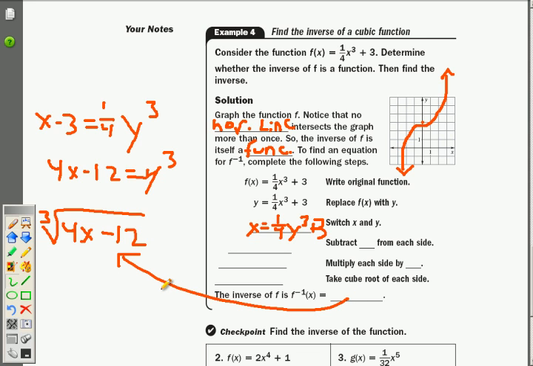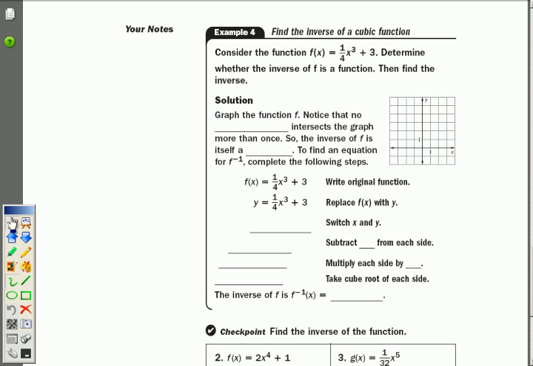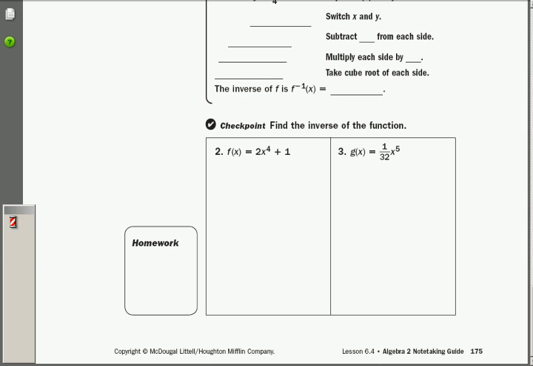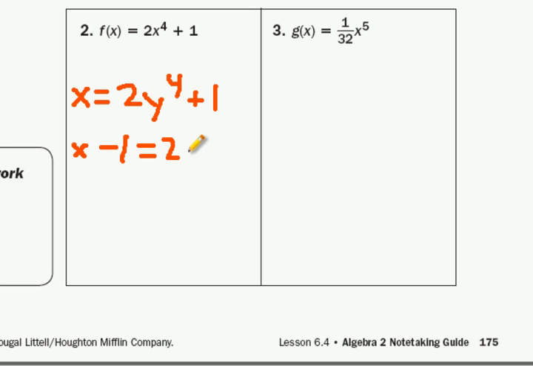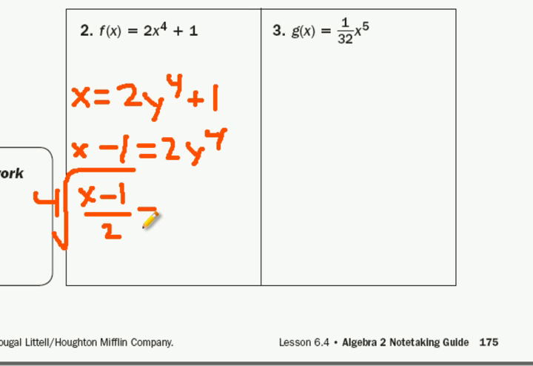All right. Take a look at the checkpoint. Here are some answers for the checkpoint, and we'll discuss this some more tomorrow. Go ahead and try that real quick. Pause and try it. All right, welcome back. Hopefully you flip-flopped your x and your y. x equals 2y to the fourth plus 1. Subtract 1. x minus 1 equals 2y to the fourth. Divide by 2. x minus 1 all over 2. And then take the fourth root of the whole thing.